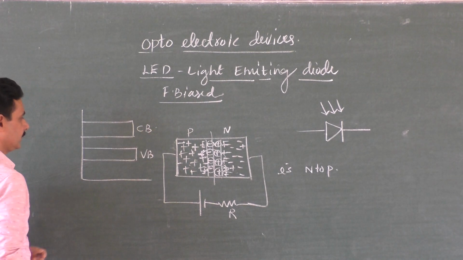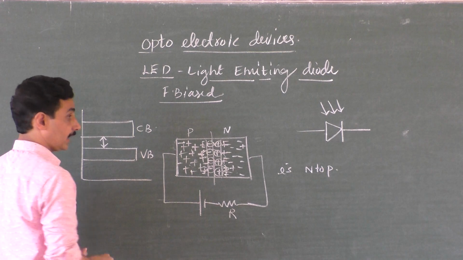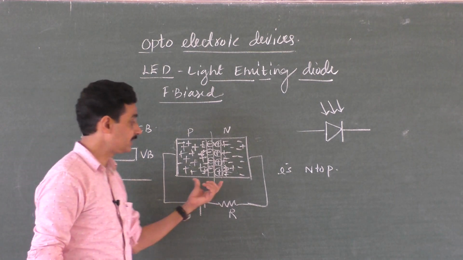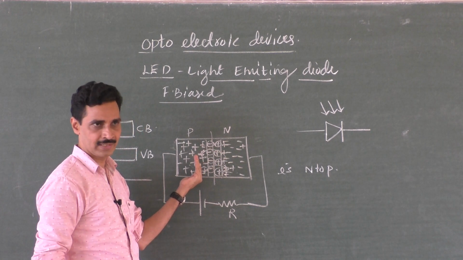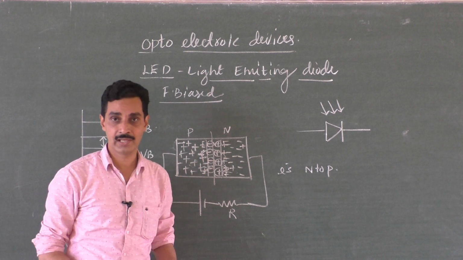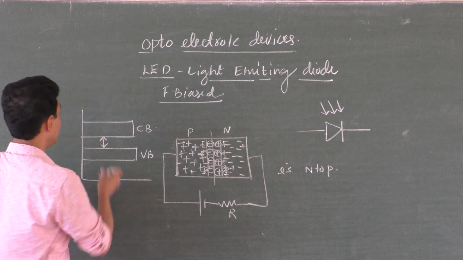Valence band and conduction band. This is the energy gap. Correct? Now, in an ordinary diode, when it is forward biased, when these electrons come to the p region, when they are minority carriers, they combine with the majority carriers and they lose energy. That energy is in the form of that energy gap.